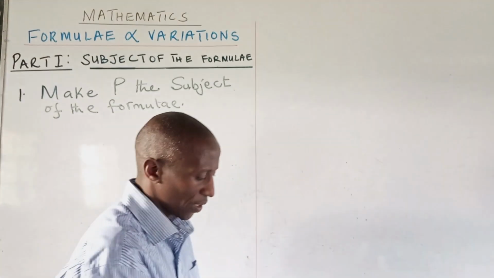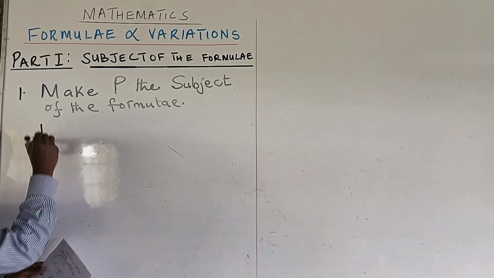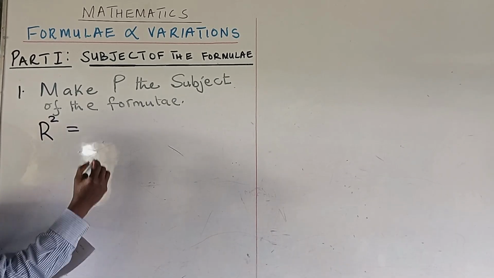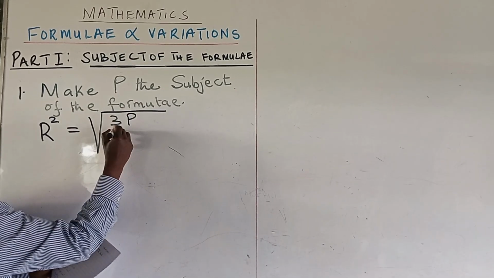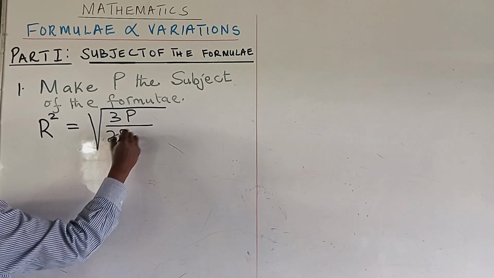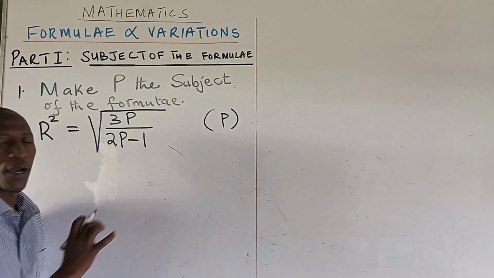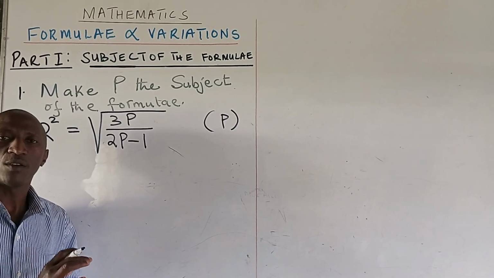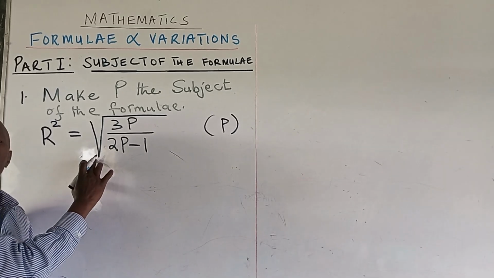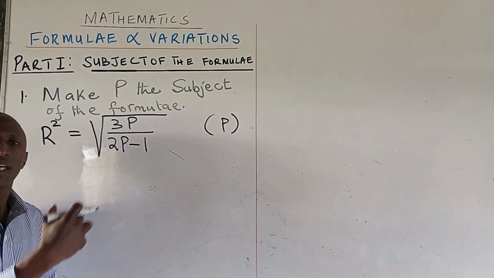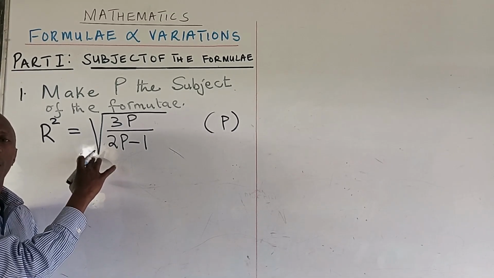Given an expression like this one, we're given an equation r squared is equal to the square root of 3p all over 2p minus 1. We are making p the subject of the formula. I chose this question because it has two main areas. One, how to undo the square, and this one should be read as how to undo any other root. It could be a cube root, a fourth root, and so on.